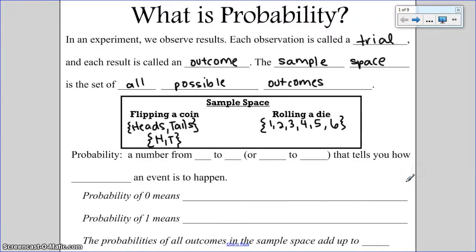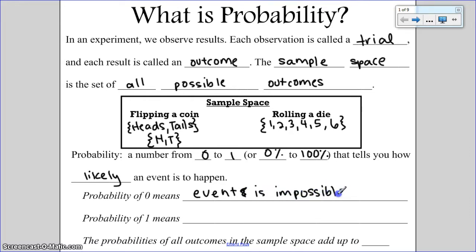All right, now, probability. Probability is a number from 0 to 1, or we say 0% to 100%, that tells you how likely an event is to happen. So what are your chances of something happening? That's all probability is. A probability of 0 or 0% means that the event is impossible.